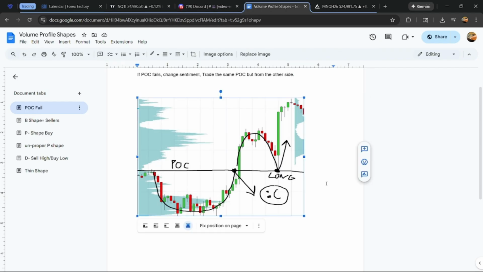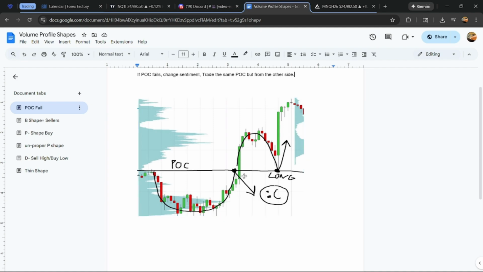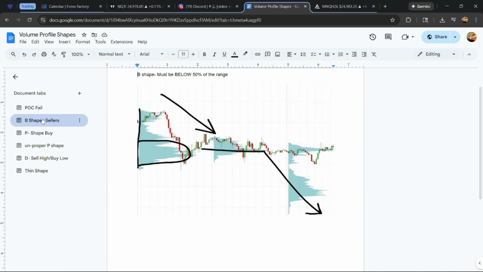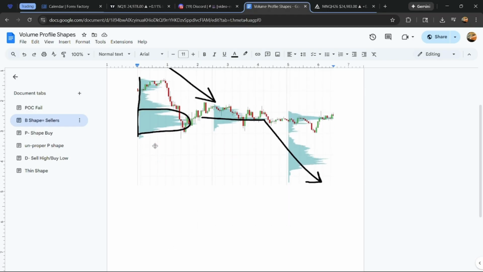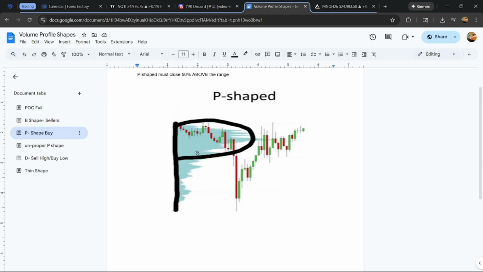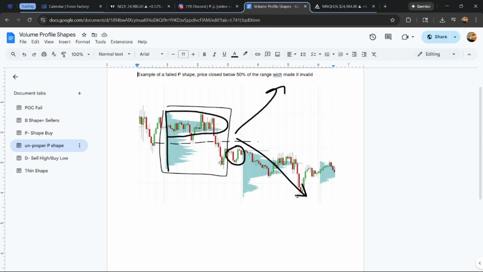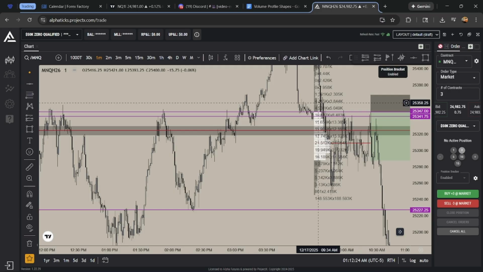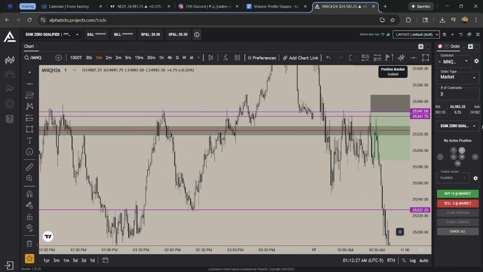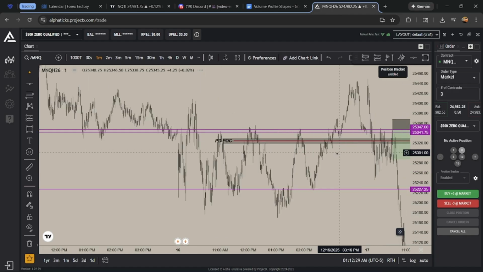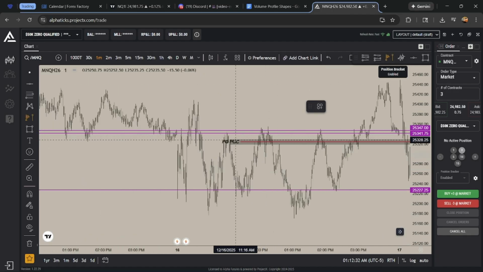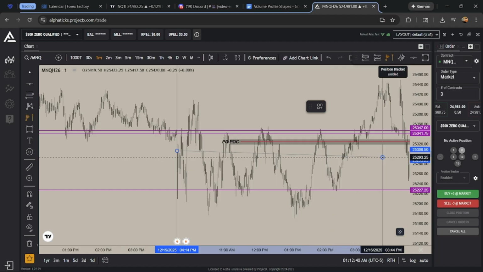You're basically just looking for if price is respecting or disrespecting. There are different shapes you guys can go through here. So B shape is going to be for sellers. P shape is going to be for buyers. This is an improper P shape because price did not close above 50% of the range. Let's look at this profile for example. Pull it from where we were just at, 9:30 previous day, to 414.